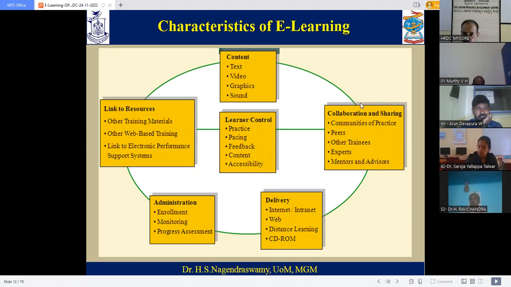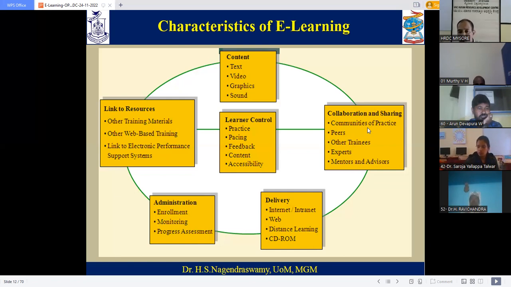And the second thing is collaboration and sharing, right? I already mentioned what is meant by collaboration. So communities of practice, because there are many people who are in the same domain. For example, if you are doing research on a particular topic, there are many people across the country who are doing research on the same topic. If that is the case, then you can collaborate with them and interact with them, right?